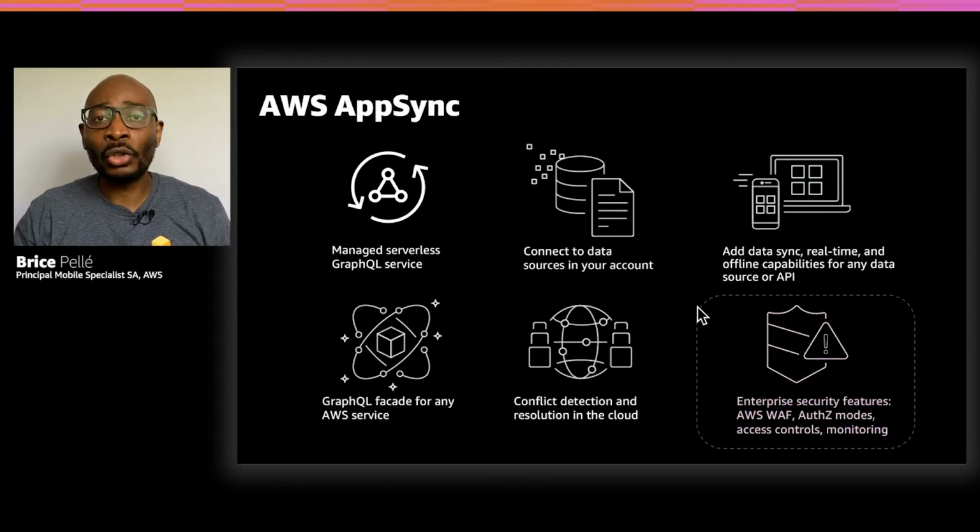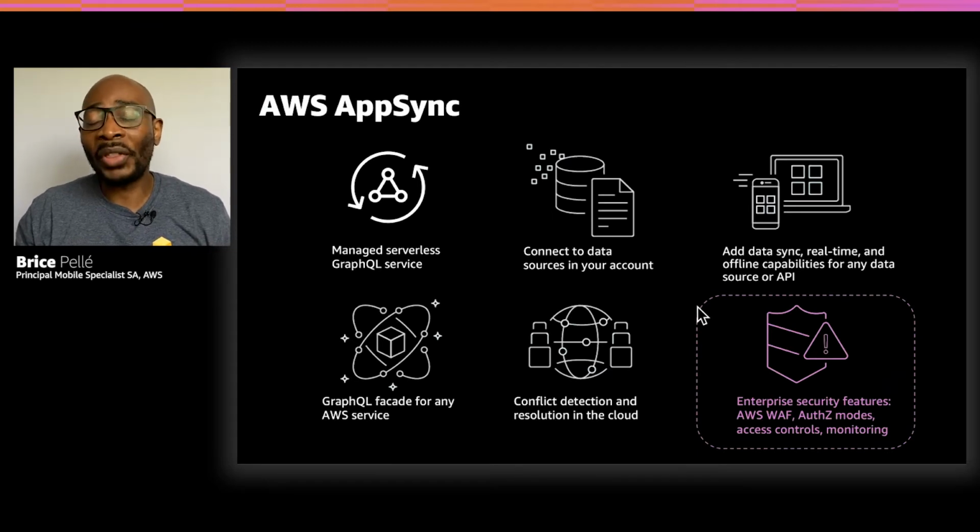AWS AppSync also provides a large set of enterprise security features, things that allow you to set up multi-authorization, set up access control, integrate with AWS WAF, and it also provides the monitoring that you need to actually track the performance of your API. And we're really going to dive into some of those features and how they can help you.